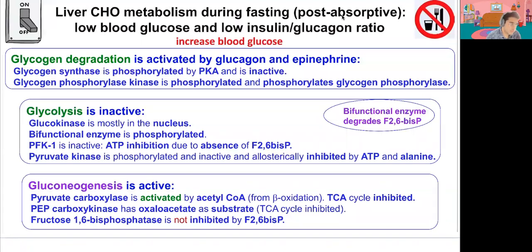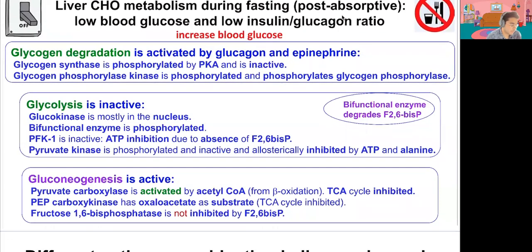Glucokinase is mostly in the nucleus, right? This is a very buzzword heavy thing. Glucokinase needs to be in the nucleus, right? Bifunctional enzymes are phosphorylated, and the PFK1 is inactive, ATP inhibition, due to fructose 2,6-bisphosphatase, right? Is basically absent from this equation, okay? Gluconeogenesis is going to be the exact opposite.